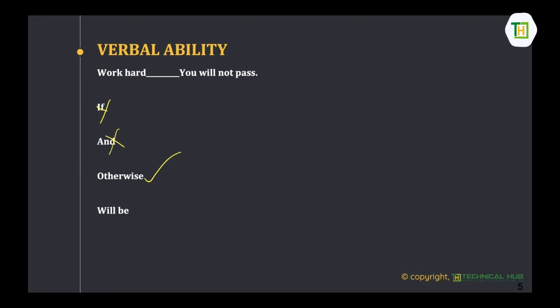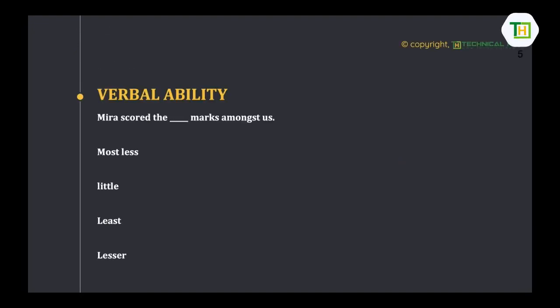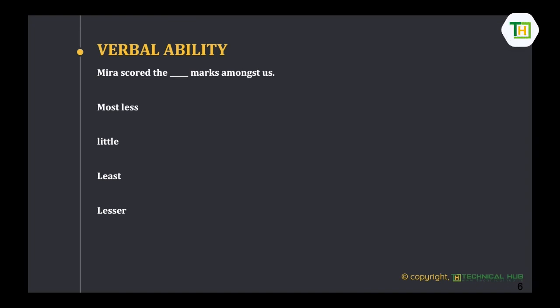Okay. Next one. Mira scored the dash marks amongst us. Now, let's use it. Less. This is an adjective. Correct. Now, what is the comparative form of less? Lesser. And what is this? Least. So we don't use most here. That means this is wrong. Little. There is no such word here.